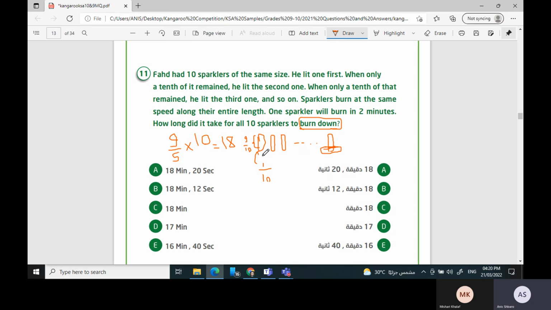Okay, so you can do two methods. You can multiply it by 10 to get 18, and then add this part. Of course, you know we have 1 over 10 left, so 1 over 10 of the 2 minutes, you're going to calculate that. It will be 0.2 minutes, which is 12 seconds. Or you can start with 9 over 5 multiplied by 9 and then add 2 minutes. Then you add the last one. Okay, it's up to you.